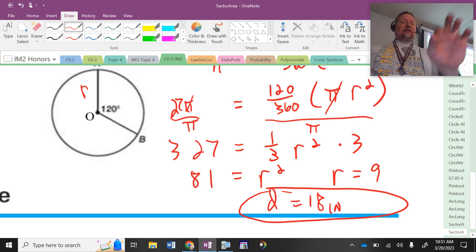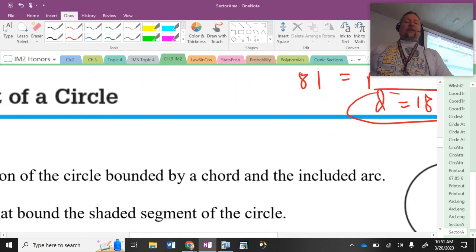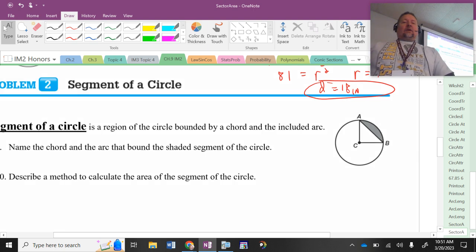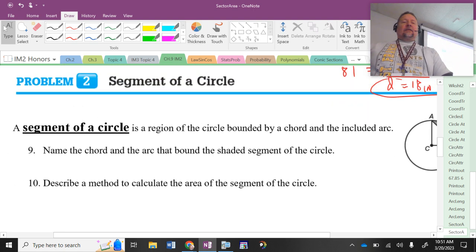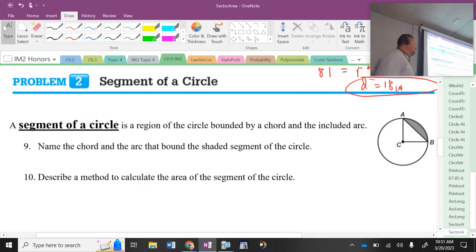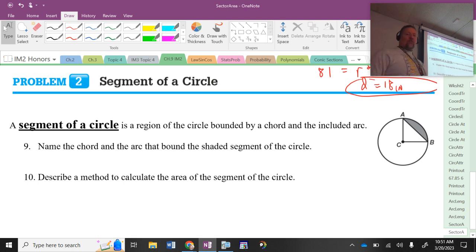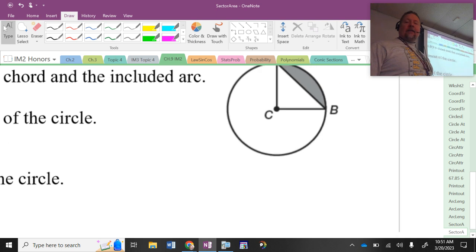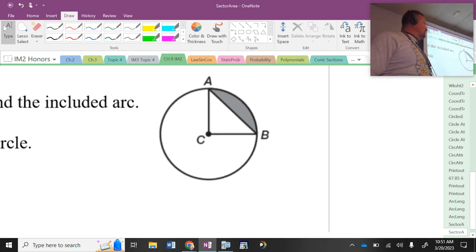So again, just fill in the missing parts with the formula that you know. We're almost done. Okay, now the next thing. Can everyone say the word segment? Say it. Segment. A segment of a circle is a region of the circle bounded by a chord and the included arc. So that is the area of a segment, just that part. Let's come up with a way to solve this.